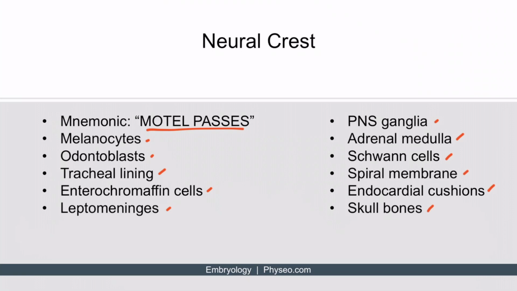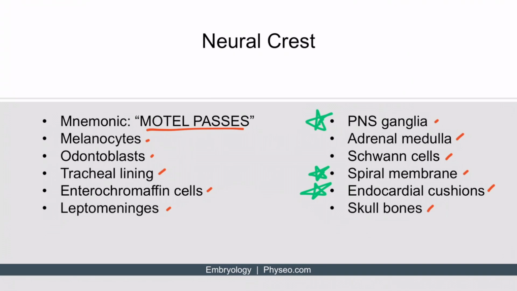For examination purposes, you're usually only tested on a few of these. In my experience, the PNS ganglia, spiral membrane, and endocardial cushions are the most important to remember. The PNS ganglia should make you think of the neural crest cells that migrate to the colon, and when defective can result in Hirschsprung's disease.